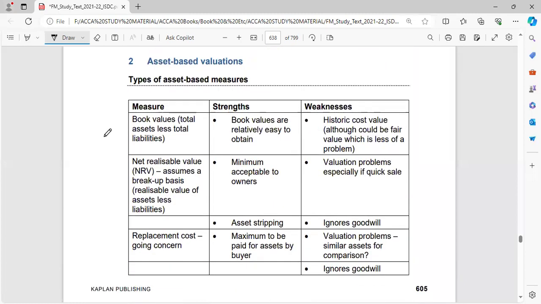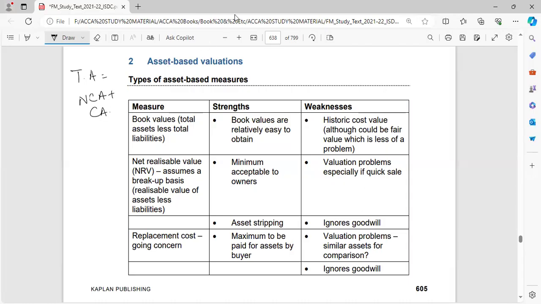Asset-based valuation. Asset-based valuation is called what? Asset-based valuation is how to calculate the value of the company. First one is book value basis. Book value simply means total assets minus total liabilities. And total assets means what? Total assets means non-current assets plus current assets.